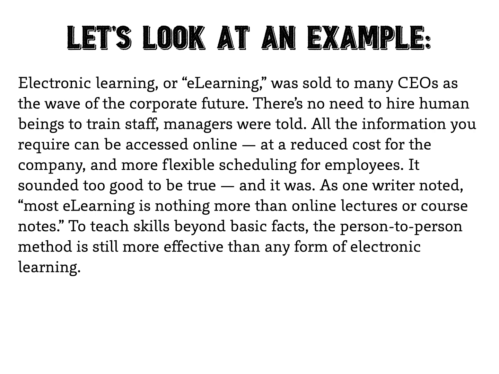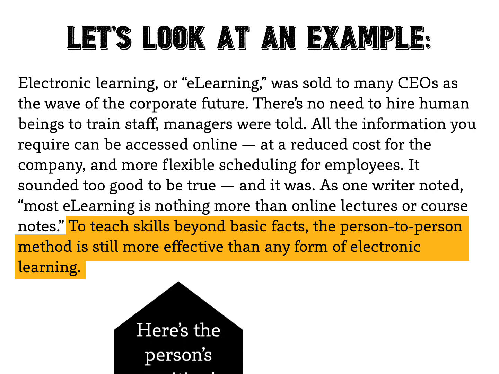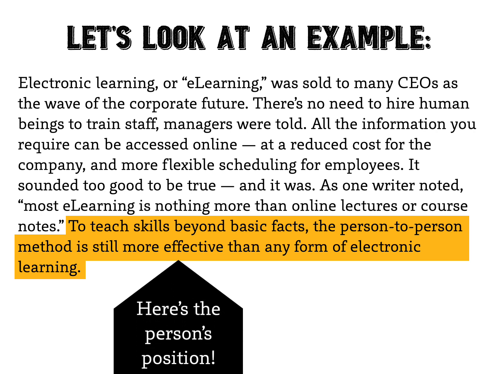So, what is this person's position? Where do we find it? We look in the last sentence of the first paragraph, and sure enough, here's the person's position. To teach skills beyond basic facts, the person-to-person method is still more effective than any form of electronic learning. That's what this person is going to argue about, and that's what the rest of this passage will be about. All the further paragraphs are going to back up this argument the person is making.